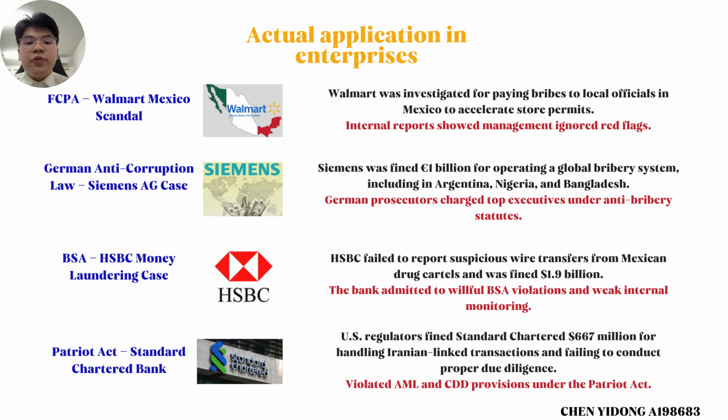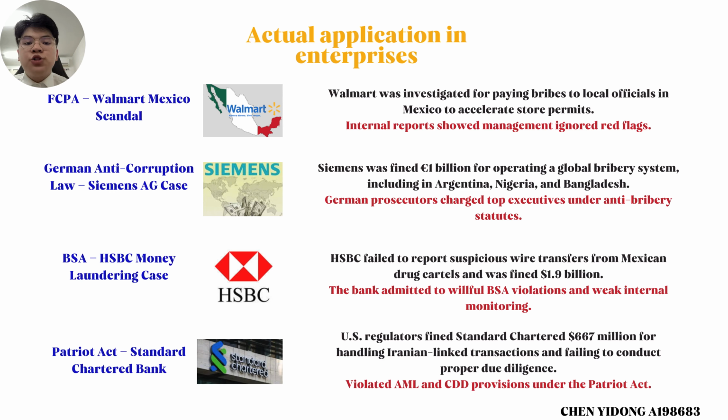Okay, let's see how this works in real life. First, Walmart. In Mexico, Walmart gave money to local officers to open new stores faster, but they did not stop it or report it. This broke the FCPA because it involved foreign officials and bad record keeping. Second, Siemens. They paid bribes in many countries like Argentina and Bangladesh. The company had a big system of corruption. In the end, Siemens paid over 1 billion in fines.